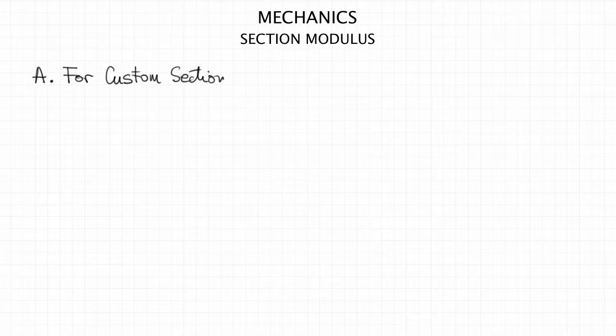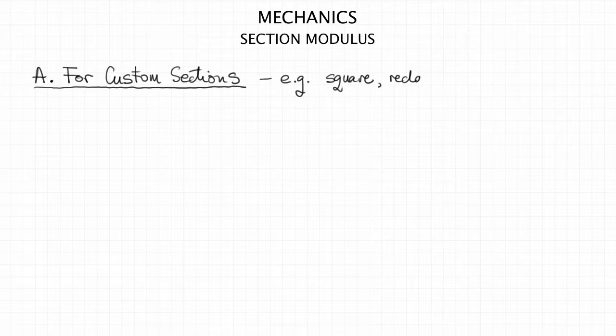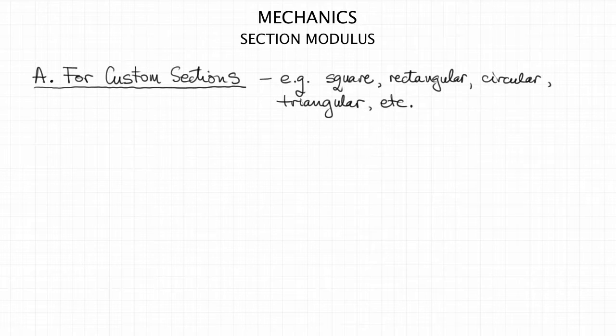So let's recap a concept and remember that we have in general two types of sections. Let's call the first group custom sections, and this group will include all kinds of square, rectangular, circular, triangular cross sections, which are called custom because, if needed, we can order them at various dimensions that we need.